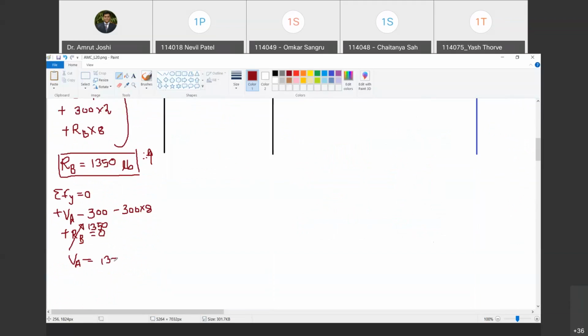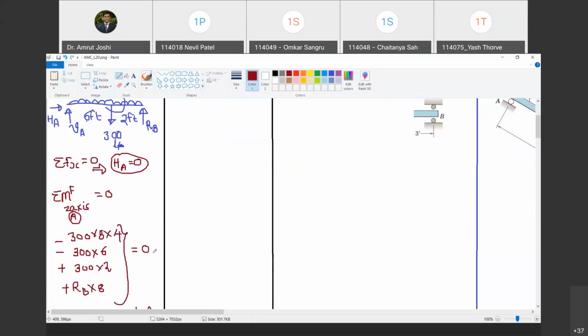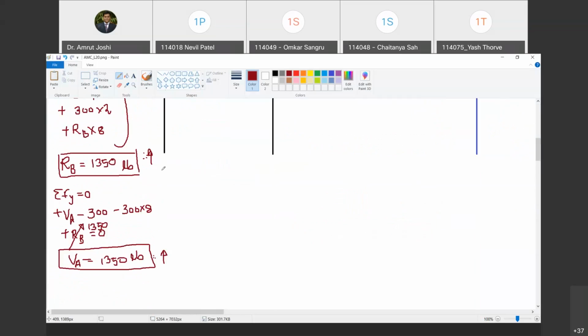Chaitanya? Sorry, my mistake, sir. So 1350 pounds. VA is equal to 1350 pounds, and it is also positive. Therefore, it has to act upward. Do you agree with me? So we have found out all the reactions at A and B.